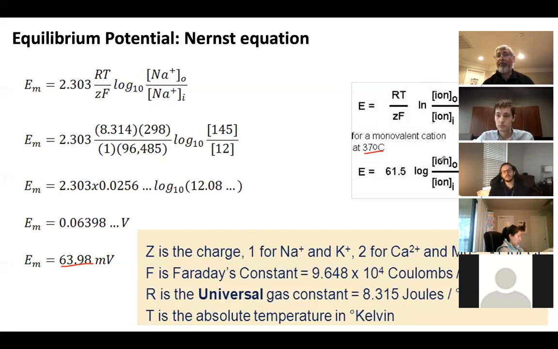So you can put the value of any ion in and out, and you can calculate the equilibrium potential for that particular ion. This is not the membrane potential. This is the equilibrium potential of one particular ion if a hypothetical cell is permeable to only that particular ion. Okay? So think about it carefully. And so we also sometimes call it Nernst potential.